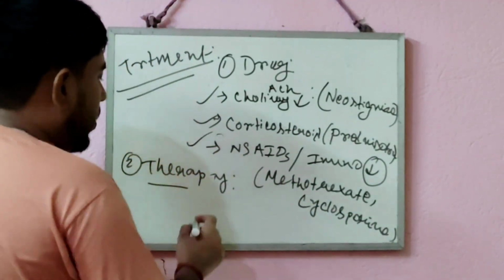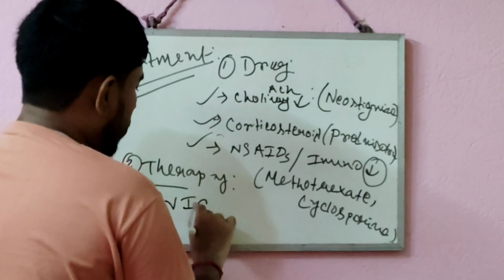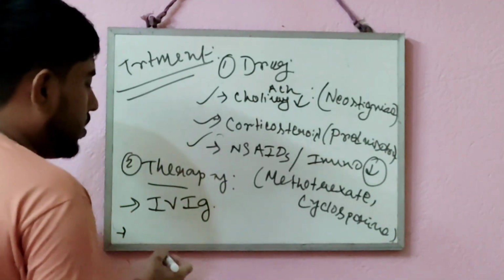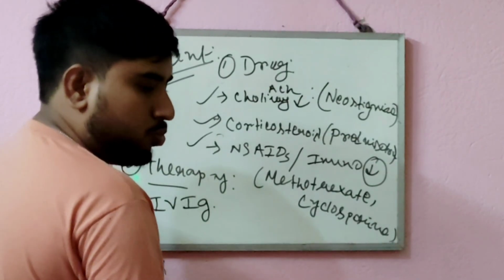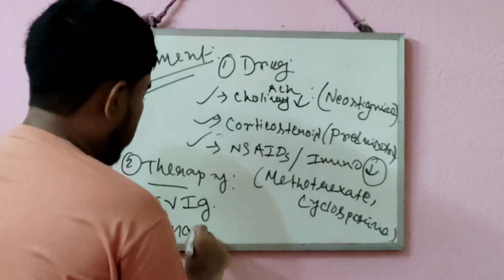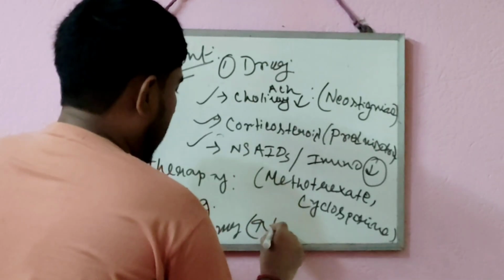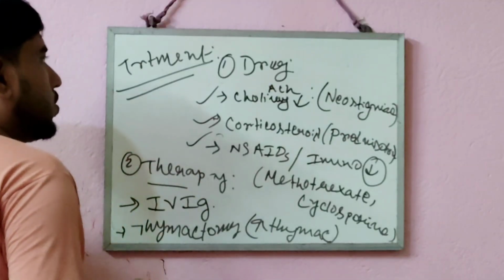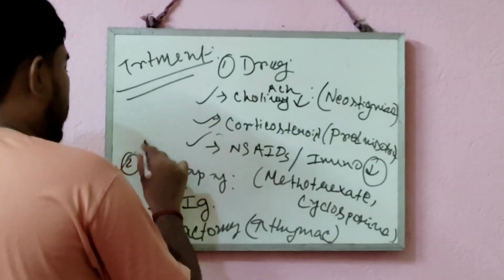Sometimes for rapid recovery, rapid therapy is also taken, that is called intravenous immunoglobulin therapy. That also can be taken to treat myasthenia gravis because it involves muscle, and sometimes it can be treated by thymectomy in case of enlargement of the thymic gland. So myasthenia gravis can be treated by using drugs and also by therapy.